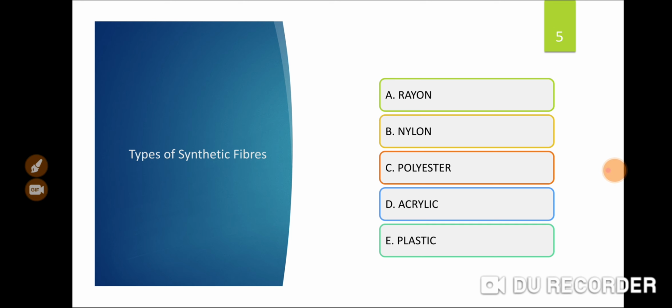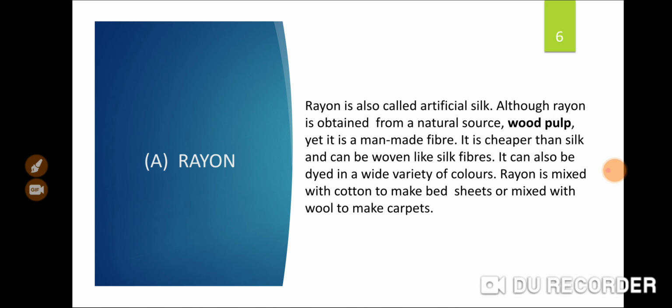Types of synthetic fibers. There are several varieties of synthetic fibers. A few are rayon, nylon, polyester, acrylic, plastic. Rayon. Rayon is also called artificial silk. It is a very popular synthetic fiber.